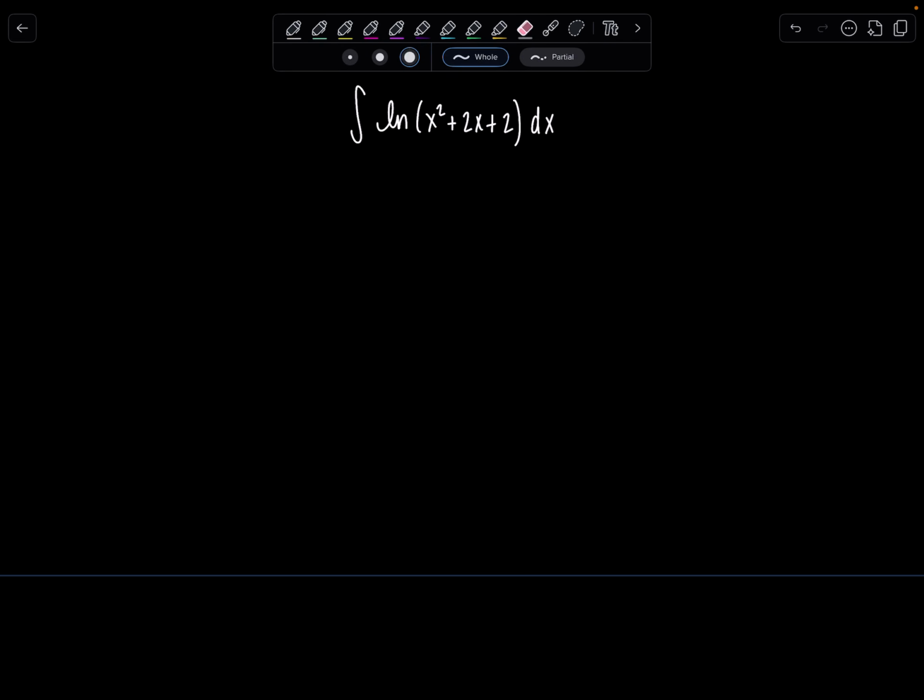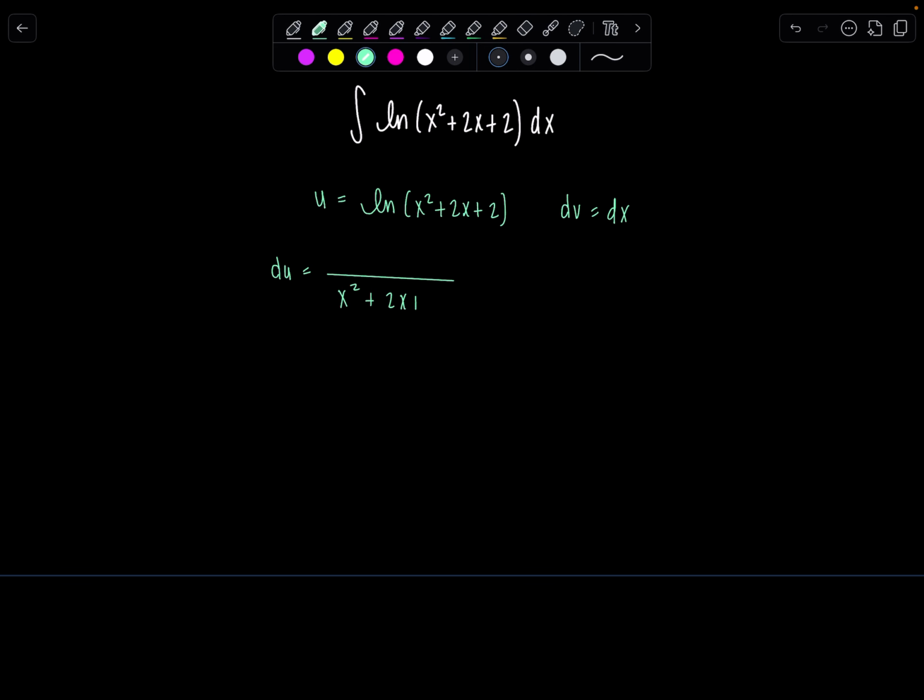I'm going to start off doing integration by parts immediately. Anytime I see we've got natural log in our integrand and pretty much nothing else, then it's a good sign. It's time for integration by parts. So I'm going to let u be the natural log of x squared plus 2x plus 2, and then dv will be just dx. So then du, the derivative of natural log of something, is always 1 over the something. And then we need to do the chain rule, multiply by the derivative of x squared plus 2x plus 2, which is just 2x plus 2. Don't forget that dx. And then v is going to be the antiderivative of 1, which is just x.